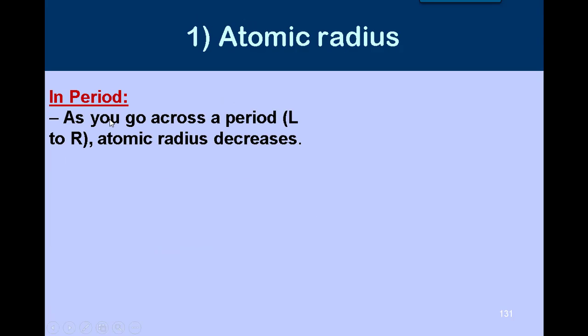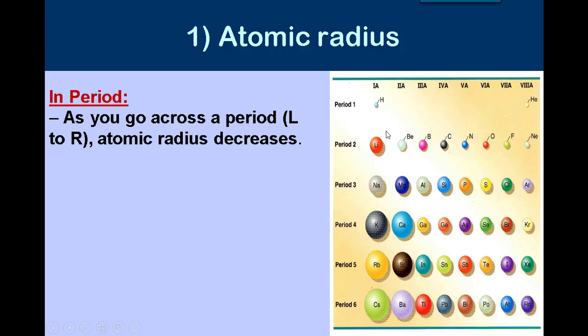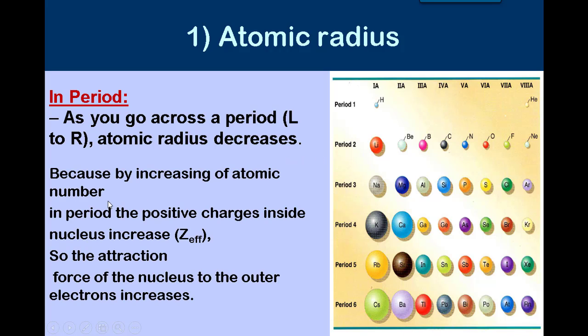In periods, as you go across the period from the left to the right, the atomic radius decreases. We can observe here that as we move from the left to the right, the atomic radius decreases. And this is because by increasing the atomic number in the same period, the number of positive charges inside the nucleus increases. So the effective nuclear charge, or the attraction of the nucleus to the outermost electrons, increases. So the atomic size will decrease.